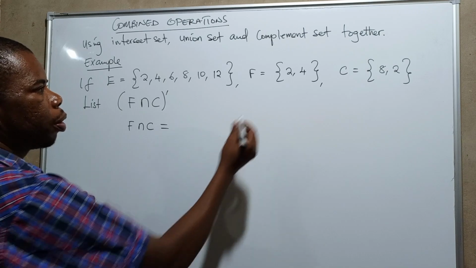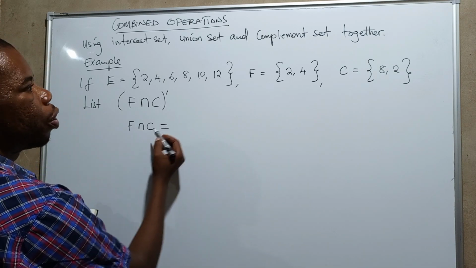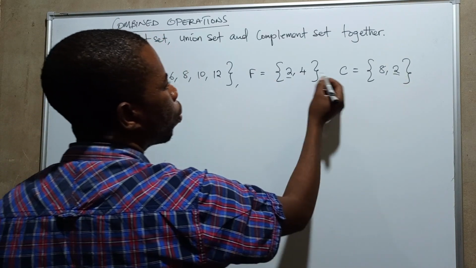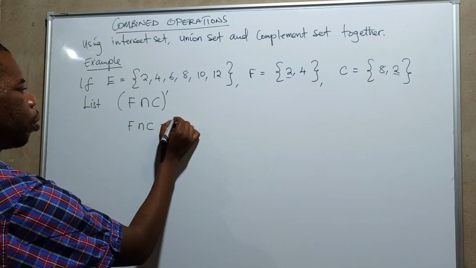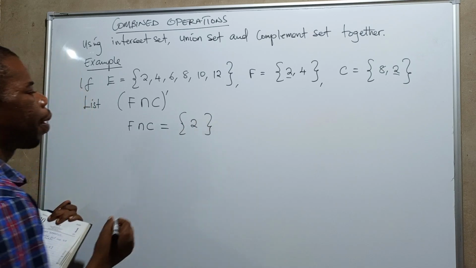So you come to F intersection C, those which are common in F and C. When you come in F, you find the 2, here 2. It's just 2 which is common. So you say, okay, 2 is the one which is common.